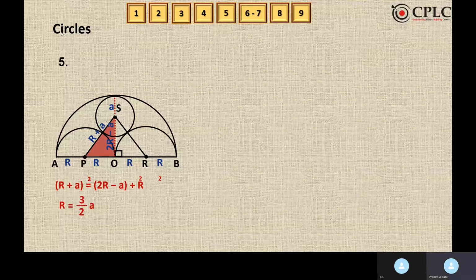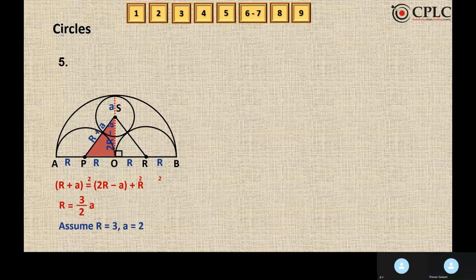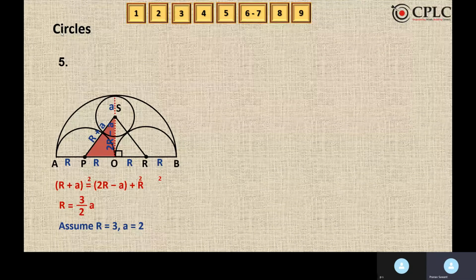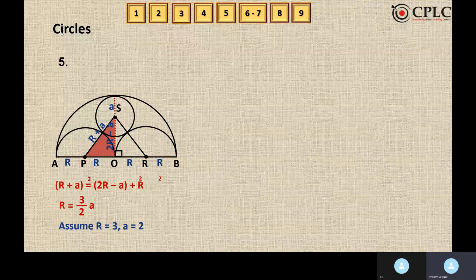We'll get the value of R as 3 by 2 A. So let us assume R as 3 and A as 2. Because if we transfer A to the left, it will become R upon A is equal to 3 upon 2. So we can equate R with 3 and A with 2.